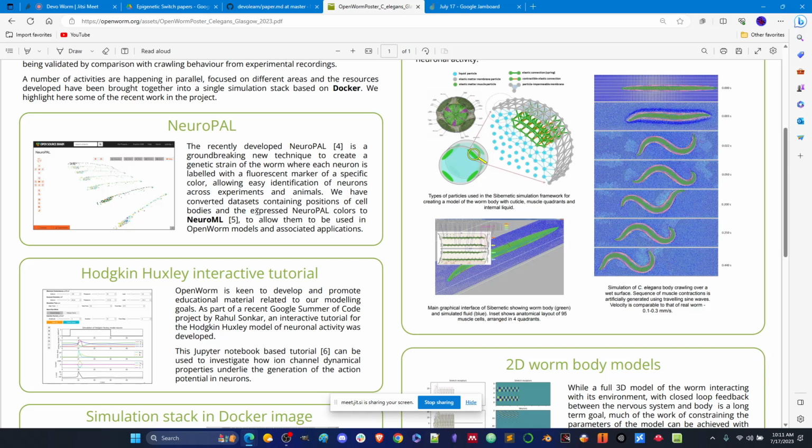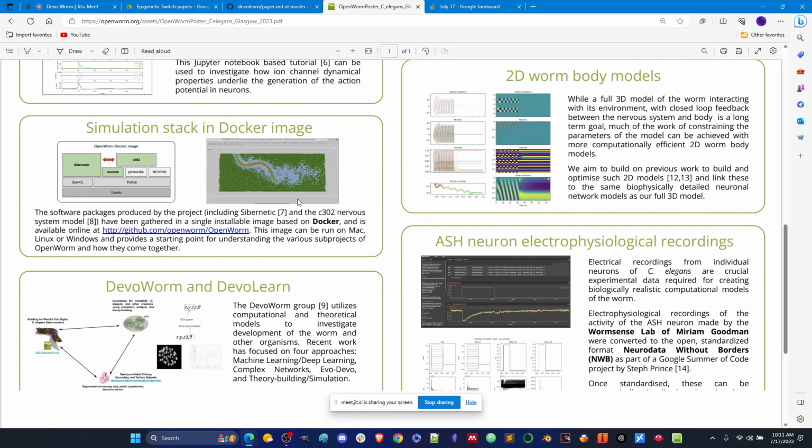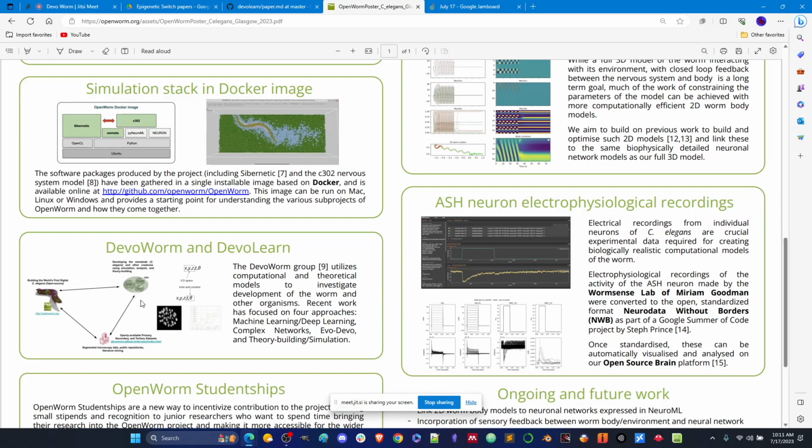connectomes and behavior. There's also NeuroPal, which is this tool that looks at gene expression in brains, in worm brains, I guess. There's the simulation stack. This is DevoWorm and DevoLearn. I just put together a graphic of the different areas of research we do. We have mathematical modeling, cell segmentation, and secondary data. And this is kind of a graphic. It's a very cramped area to do this in, but we just have our little feature here.